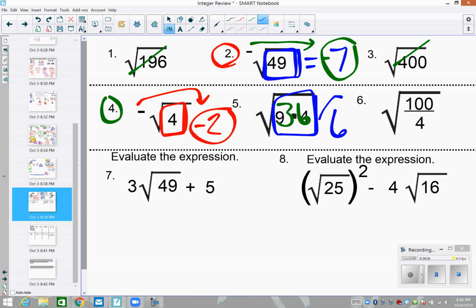All right, boom. Question 6. Why don't you try question 6? Now remember, you have to do the inside first. 100 divided by 4. Go. Do it. All right, unpausing that video. 100 divided by 4. We have 4 quarters in a dollar, right? So we're really taking the square root of 25 because 100 divided by 4 is 25. So what's the square root of 25? Your answer should be 5.